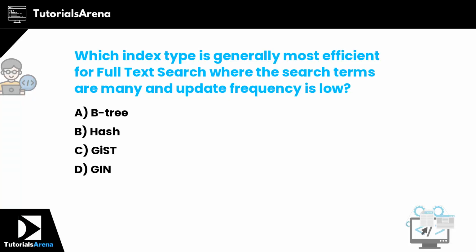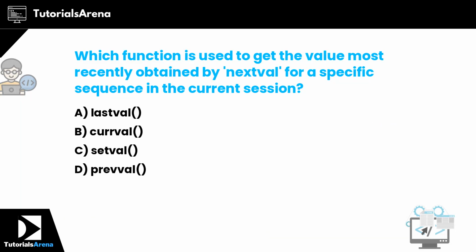Which index type is generally most efficient for full-text search where the search terms are many and update frequency is low? The correct answer is option D, GIN. Which function is used to get the value most recently obtained by nextval for a specific sequence in the current session? The correct answer is option B, currval.